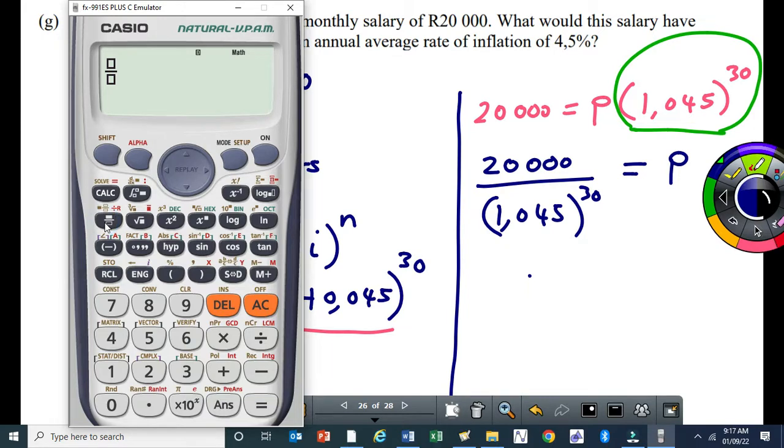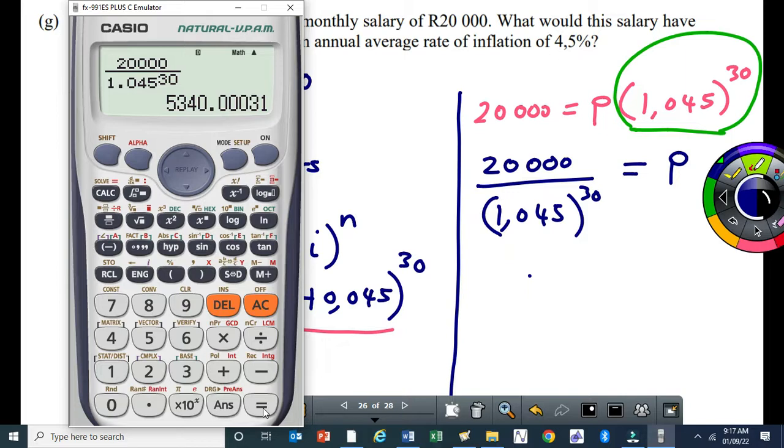So you take out the calculator and put the fraction option. We have got 20,000 there. So 20,000. Then we divide that. Now 1,045 is our base. So we put 1,045. Then you put the exponent there, which is 30. Your calculator will give you an answer straight away.